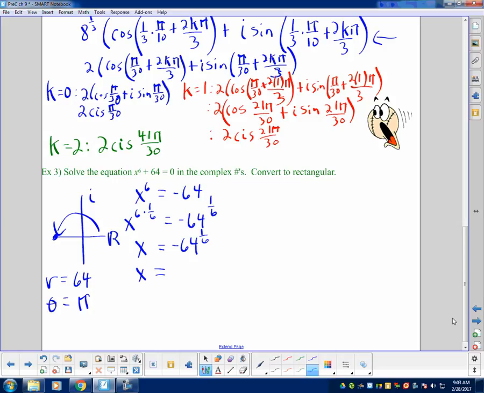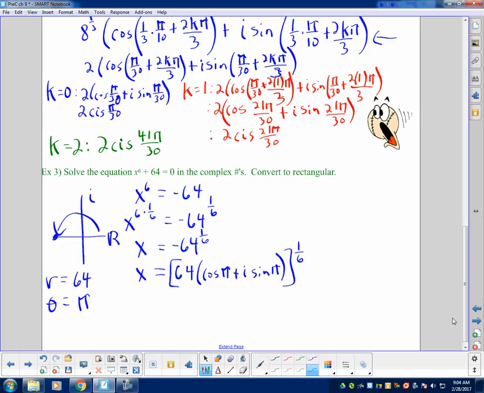Okay, so this is x equals, let's change it to polar form here. You said R was 64. Put brackets around it. Cosine of pi plus i sine of pi, to the 1/6 power. Yeah. Good. Okay, so now we have our solution in polar form.